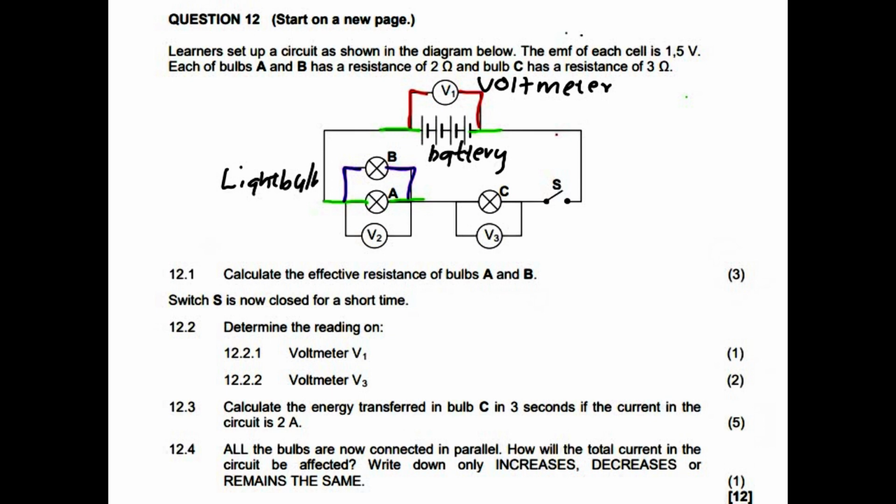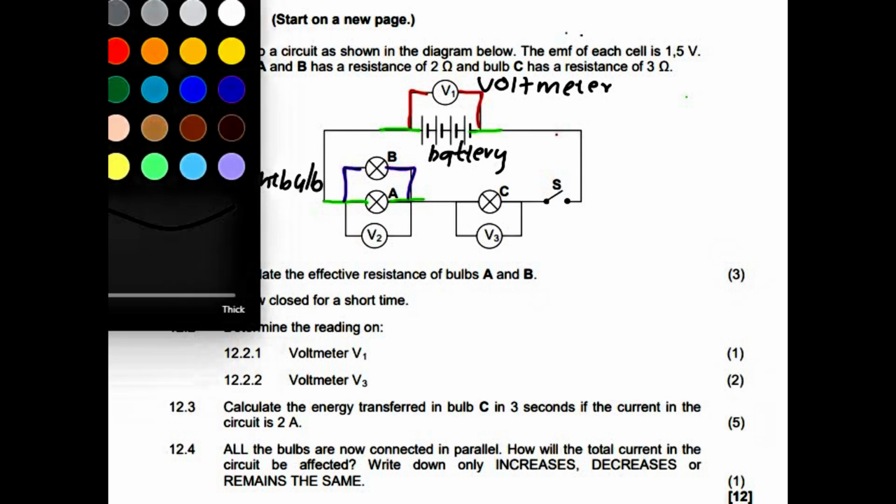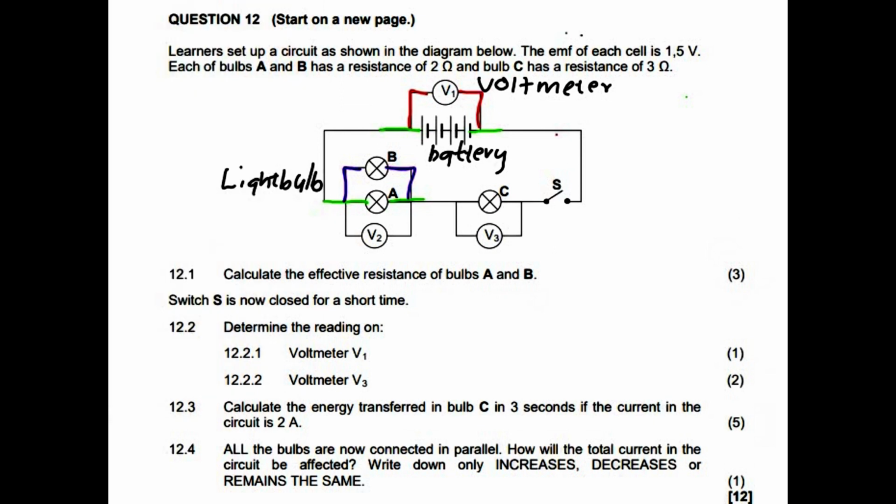In physics, we not just learn the physics, we also need to learn the correct spelling. So those two are your light bulbs, right? As I've mentioned, there's another circuit element. I like the color blue. There's another circuit element underneath or connected to the two light bulbs, and that is the voltmeter V2.